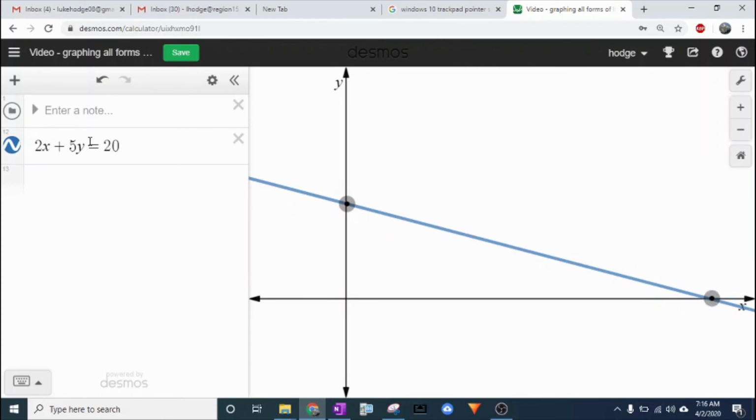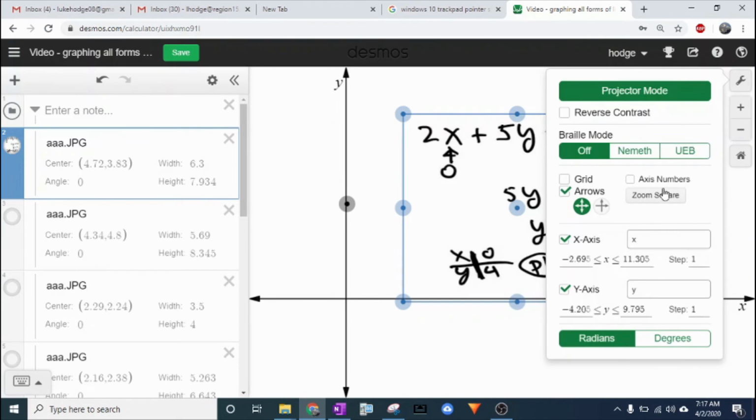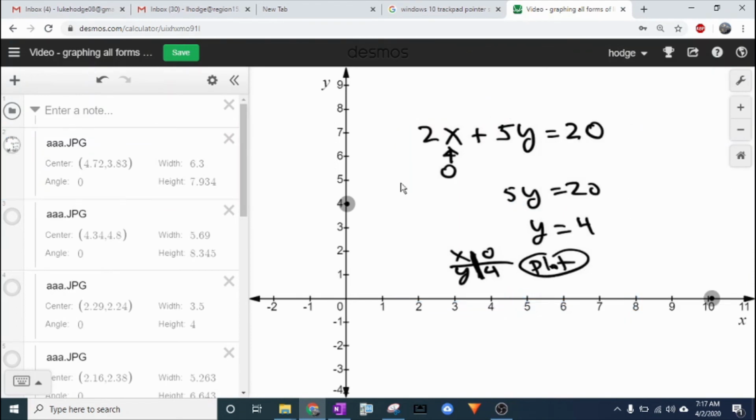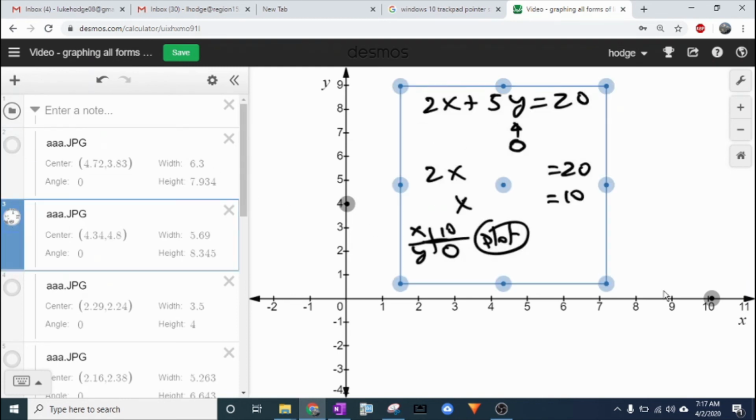Let's check and see if we got this right. So plug a 0 in for x, solve, and plot the point 0, 4. Hey, we did. We got it right. For the second one, we're trying to find this x-intercept, so let's plug a 0 in for y. This would be gone, solve, and we get x equals 10. Plot the point 10, 0. We got it right again.